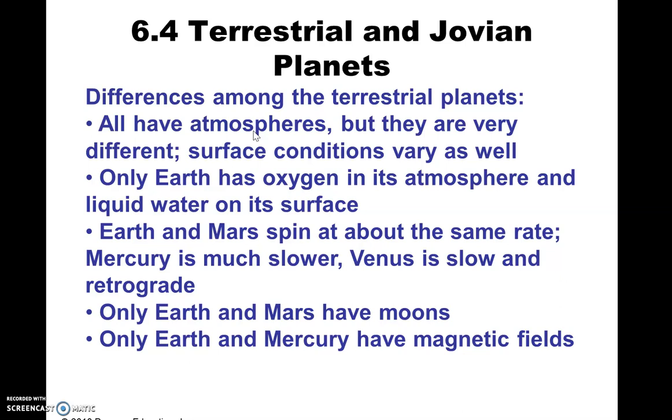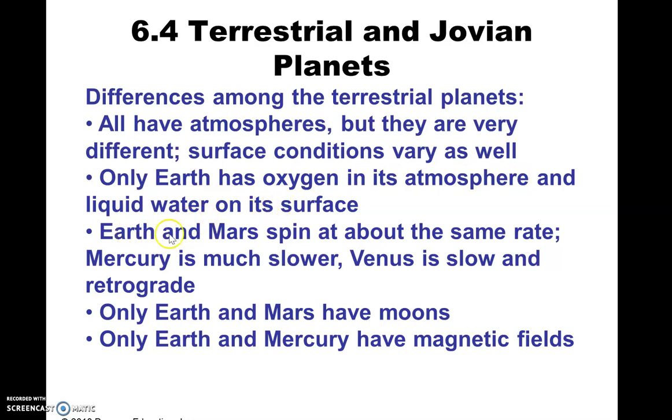But its atmosphere is poisonous. It's carbon dioxide. It's not breathable for humans. But there's a lot of it. Mars also has a carbon dioxide atmosphere, but it's very thin. It's extremely thin, and that's because, of course, Mars has much less mass. The Earth is the only one that has oxygen. That is the O2 molecule, right? Two oxygens bound together in a molecule. And of course it has liquid water on its surface.